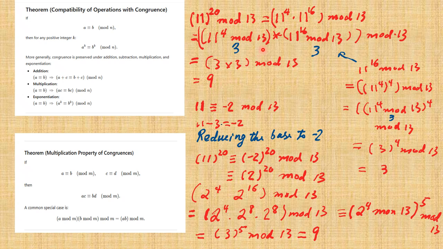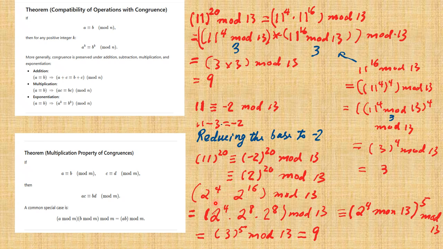Let's make it simple. Here's another way to do it, and it's actually much simpler. I use the addition properties to change the base from 11 to minus 2, since 11 is minus 13 plus 2, so I have negative 2 to the 20, and of course that's positive 2 to the 20. It doesn't mean this is equal to that, but it means it's congruent.